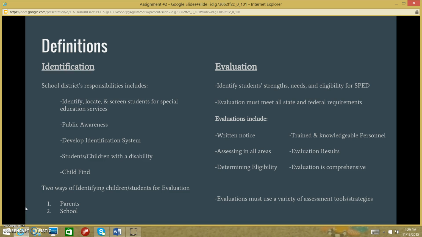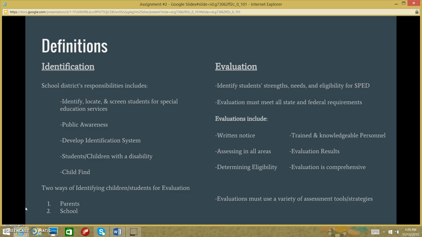Next, evaluations. An evaluation or re-evaluation is the process of using formal or informal procedures to determine specific areas of a student's strengths, needs, and eligibility for special education services. School districts must conduct a full and individual evaluation of a student for special education eligibility. All evaluation measures must meet all the state and federal requirements. Evaluations must include using a variety of assessment tools and strategies. A full and individualized evaluation must include areas that evaluate a student's health, vision, hearing, social and emotional status, general intelligence, academic performance, communicative status, and motor abilities.